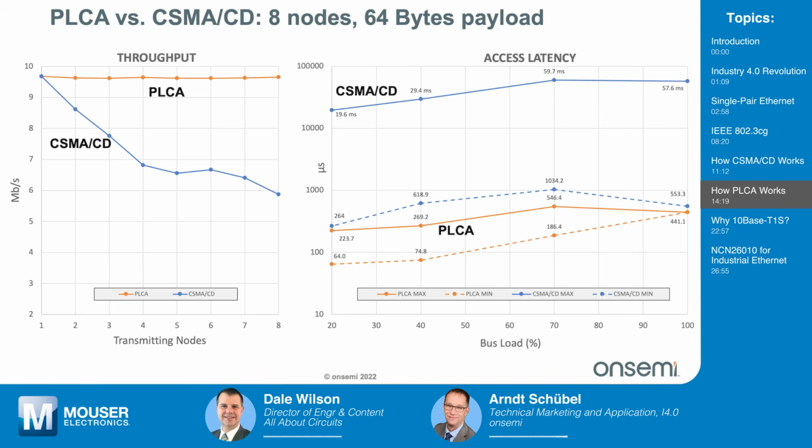It's everything between 64 best case and 440 roundabout. While in CSMA CD, you have a huge difference. Like if you look at 70% bus load, and by the way, the higher the bus load, the worse your access latency becomes on the CSMA CD system. So for like 70 to 80% of a bus load, you can see everything between a millisecond and almost 60 milliseconds, while the difference on PLCA is just a couple of microseconds. So that's basically another indicator for how effective PLCA takes use of the available bandwidth.